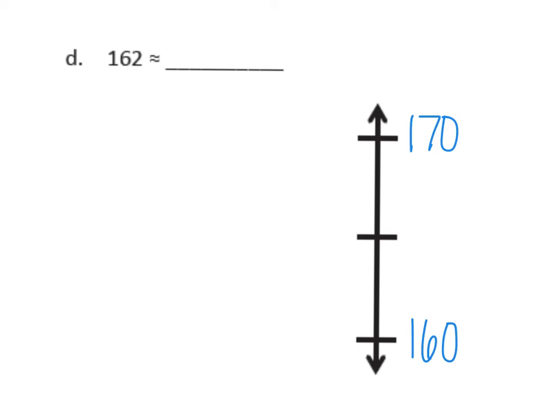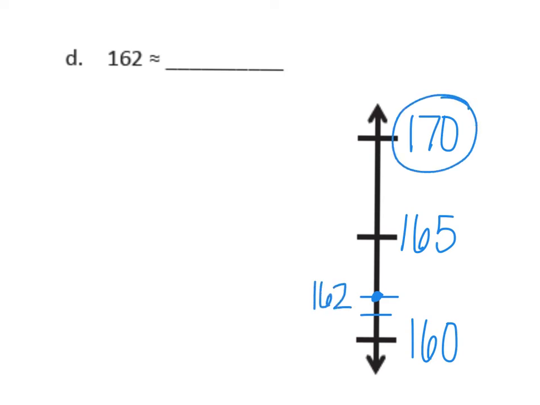What is halfway between 160 and 170? That is 165. Now I need to figure out where 162 is going to go. So let's count by ones until we get to 162. So here's 161 and 162. So, is 162 closer to 170 or closer to 160? It is closer to 160. So 162 rounds to 160.